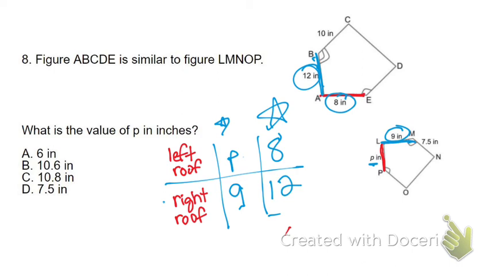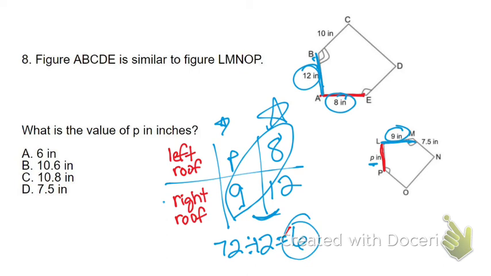So to solve this, you could cross multiply and divide. That would be exactly what I would recommend because there's not a nice, easy scale factor between these numbers. But 9 times 8 is 72, and 72 divided by 12 is 6. So the answer would be 6 inches.